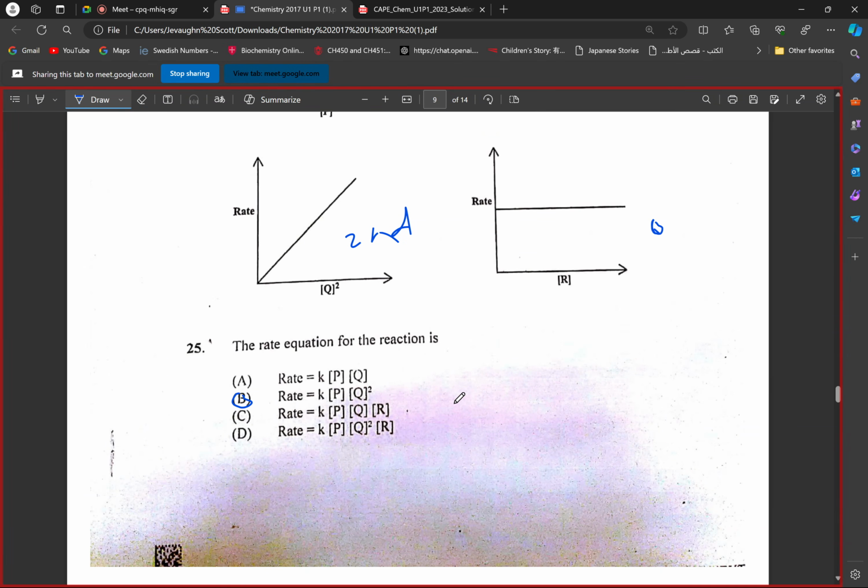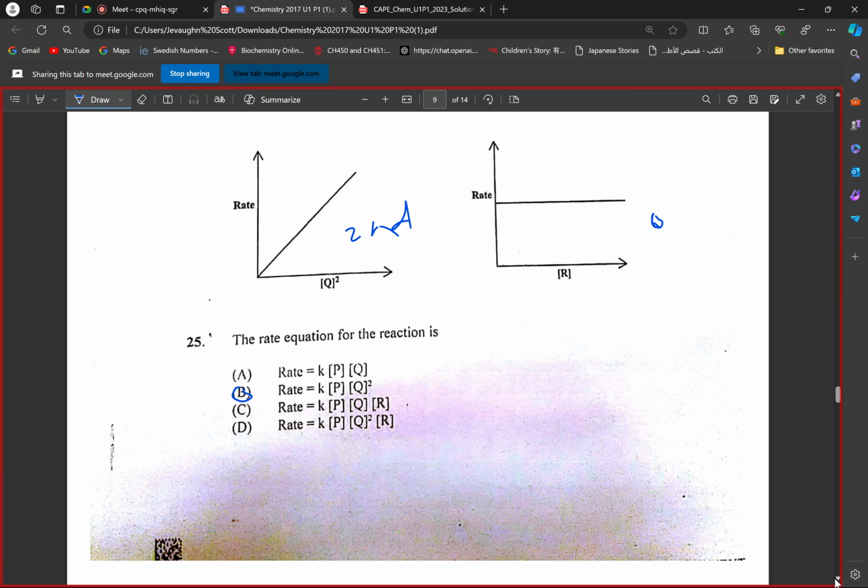Alright, so lovely. Since R doesn't affect it, we don't care about R at all. So I'll put it there. It's just second order with respect to Q. First order with respect to P. If R does not affect the rate, why would R be in the rate equation? It doesn't affect the rate, so why would it be a variable? Rate cannot be equal to something that has an R if R does not affect the rate. Lovely.